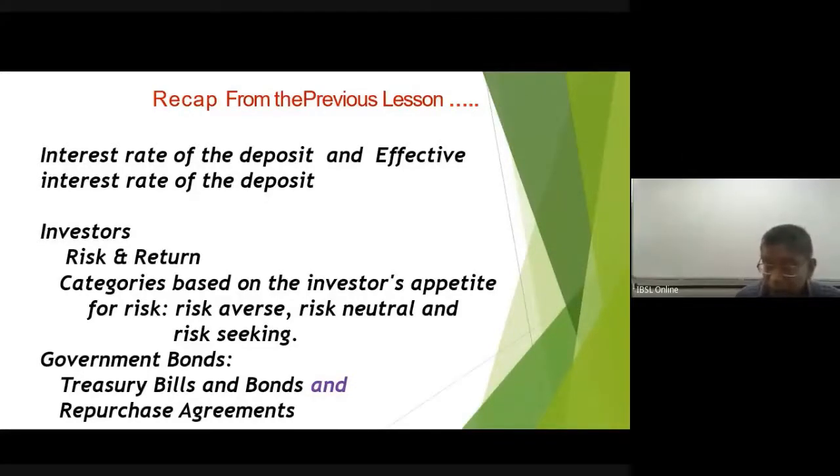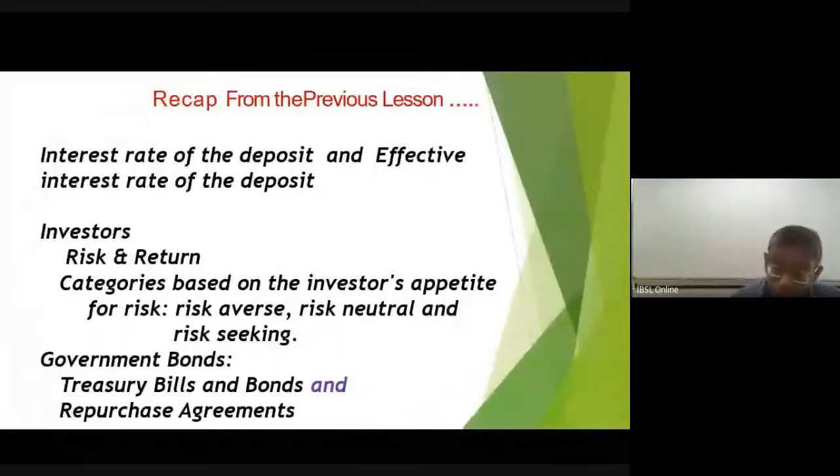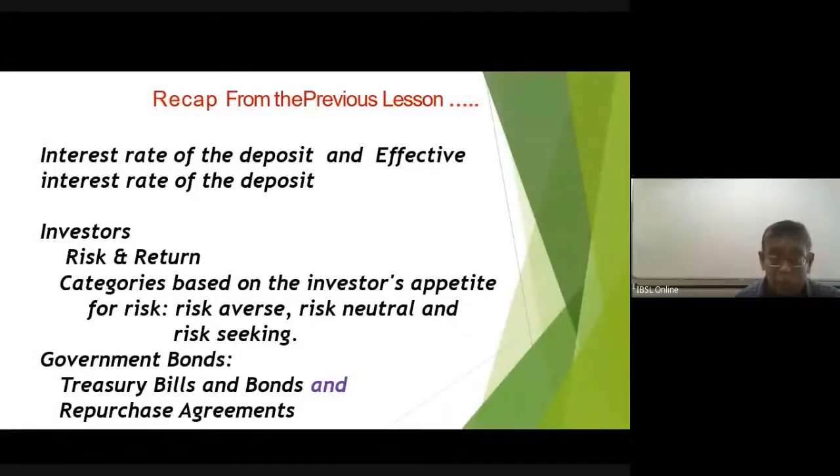What is the agreement? He is going to repurchase the documents from the lender on a future date at an agreed price. So the agreed price is the repurchase price, the repo price, and the difference between the buying and selling price is the repo price. So we will discuss all these things in greater length.